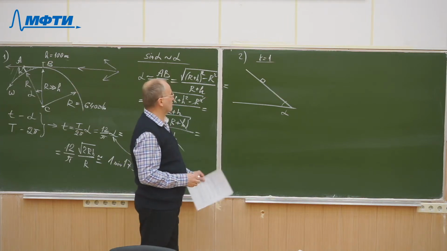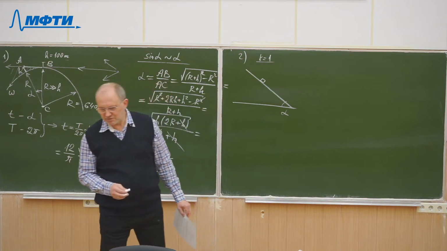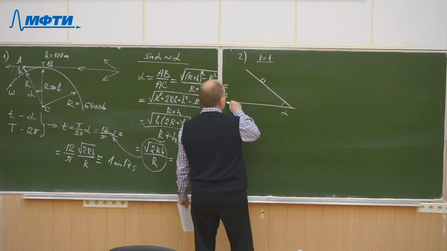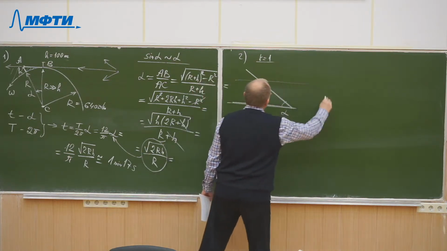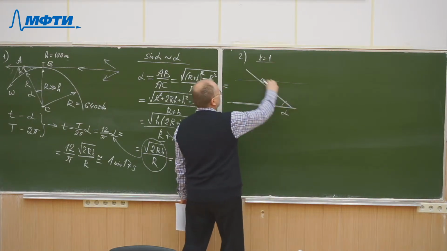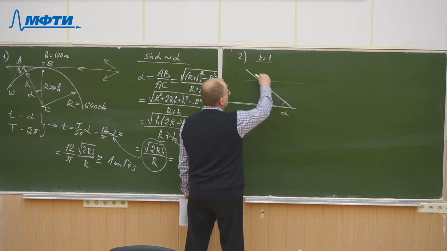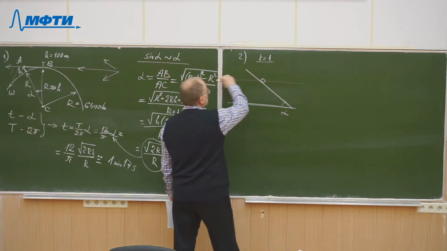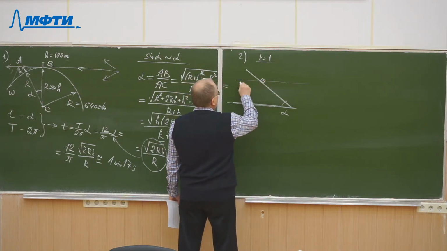What horizontal force? What is horizontal? Not every student was able to understand what is horizontal. Horizontal is parallel to this side. Horizontal force is applied in this direction, not along the slope as some students mistakenly thought. The force F, the outside force, is directed not along the slope, but horizontally. So the force F is directed here.